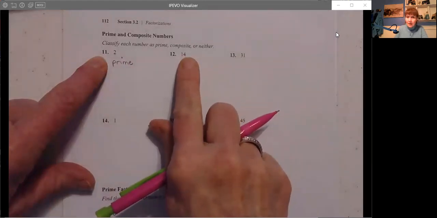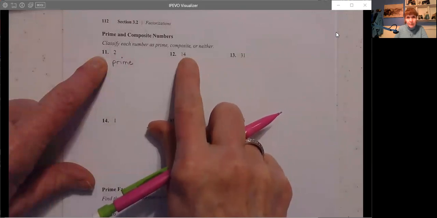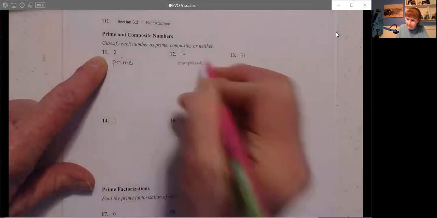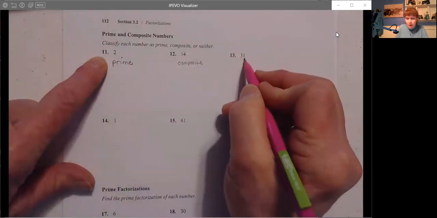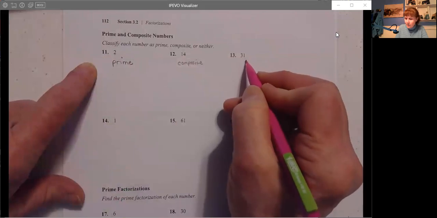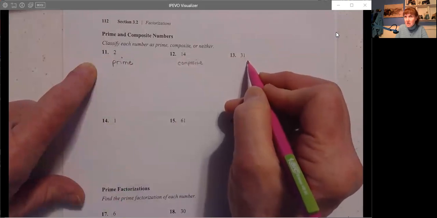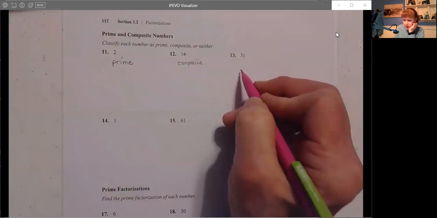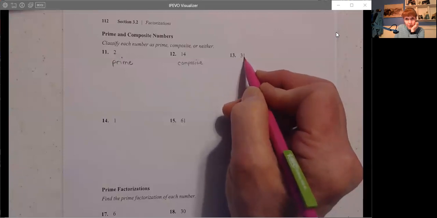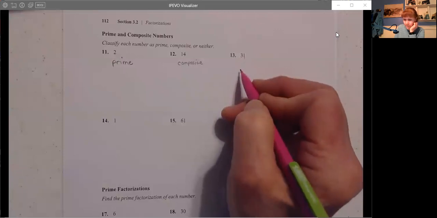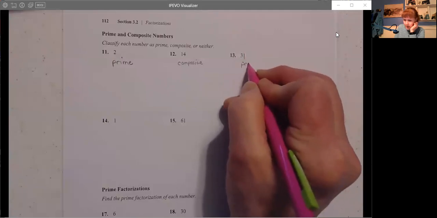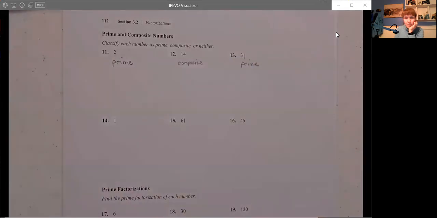14, 2 times 7. 2 goes into it because the last number is 0, 2, 4, 6, or 8. So this is composite. 31. 31, what goes into 31? Let's see. You could go through your divisibility rules. 2, no. 3, 3 plus 1 is 4, no. 4, no. 5, no. 6, 7, no. So this one would be prime. Okay, 31 is prime.